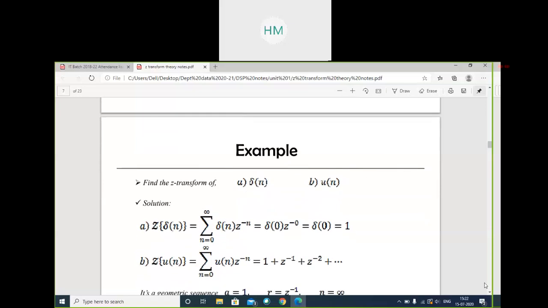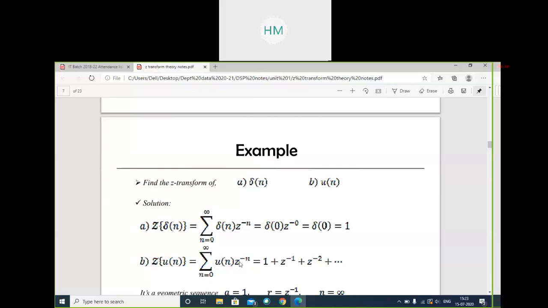So see this. Now see on the screen. Yes, very good. Many students tried. Very good. Summation n is equal to 0 to infinity u of n z to the power minus n. Now n will vary from 0 to infinity. We don't have any limit. If it's mentioned in your question, the unit step function from 0 to 7, then you will put 0 to 7 limit. Then you will write 1 plus till z to the power minus 6.